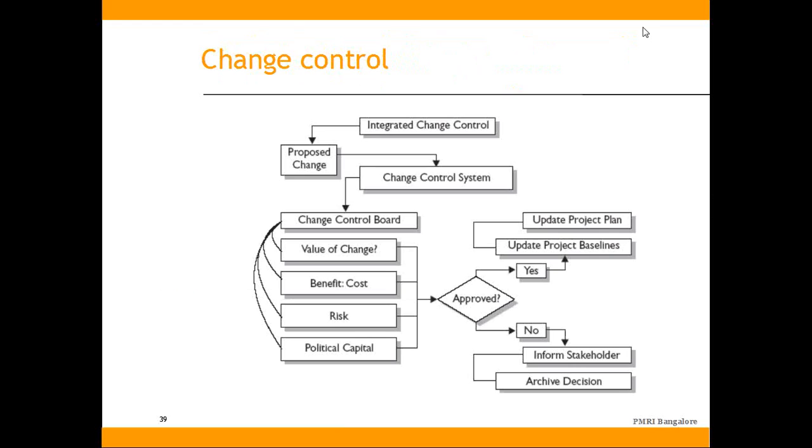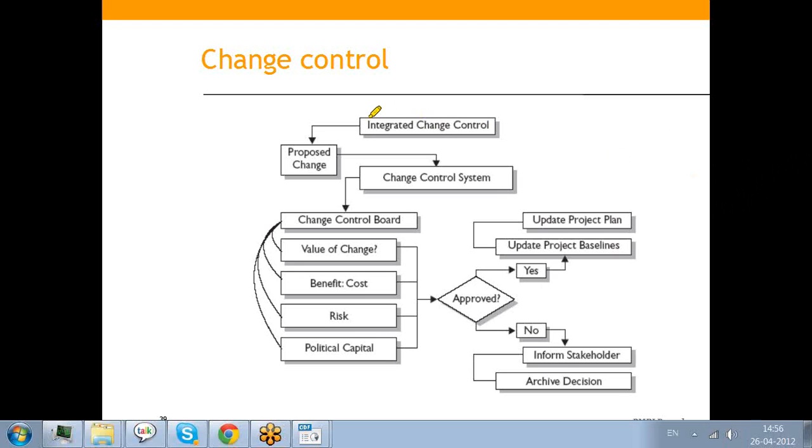This is a workflow of a change request system. So whenever a change request happens, you raise a change request, and the proposed change gets into the integrated change control system, and here a CCB, we call it a CCB or a change control board. They discuss the value of the change, the benefit cost, the risk, and the political capital. So all these things are discussed, and based on these things, either the change gets approved or rejected.